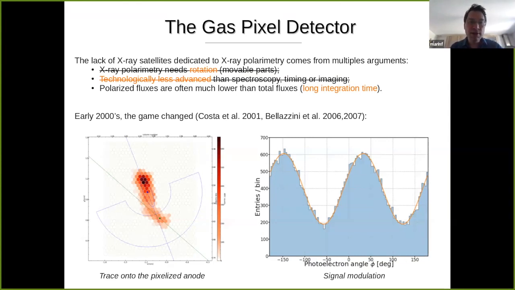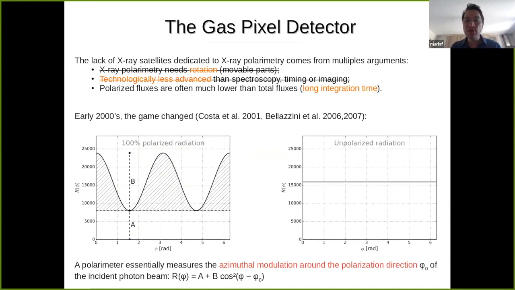You have a pixelized anode, and so you integrate in 360 degrees, and you get the signal modulation. If many, many traces are going in the same direction, then you will have a nice sinusoidal. If all traces are going in random directions, you will have a flat modulation and thus no polarization. And that's all. You have here the typical 100% polarized radiation on the left and unpolarized radiation on the right. And what is interesting is that the parameter phi gives you the polarization angle, and to get the polarization degree, you just have to measure the height of the sinusoid with respect to the bottom, to the background, which is the letter A on the bottom here.